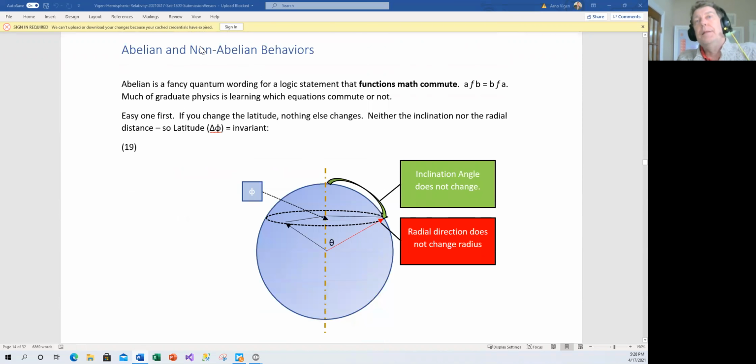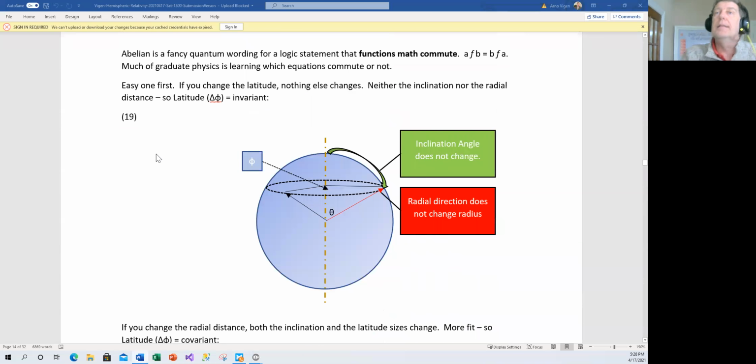So this abelian and non-abelian, that's basically A function B is the same as B function A. Okay, it's a math commute, okay? And that's fine. Let's start with the easy one, in the latitude. If I change the latitude, say from over here to over there, the radial distance does not change, and the inclination angle does not change. It is invariant.